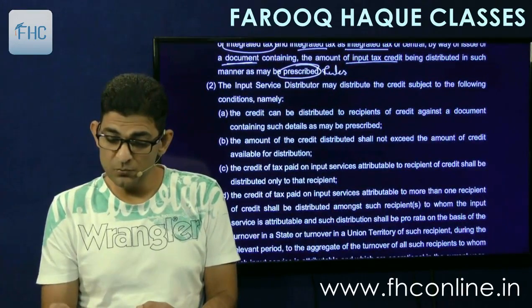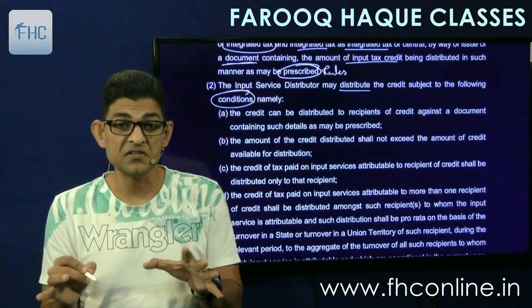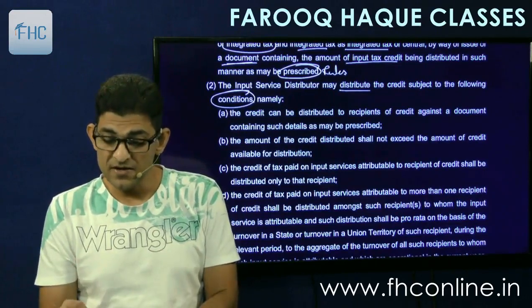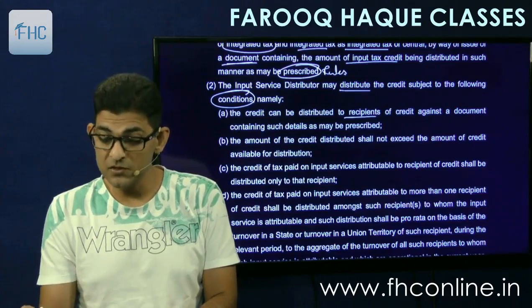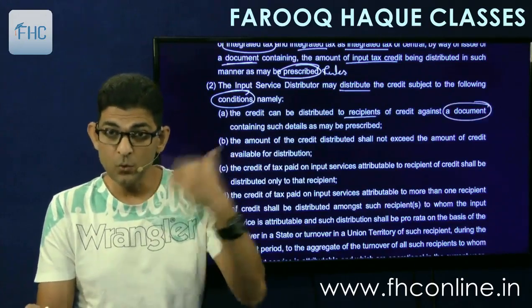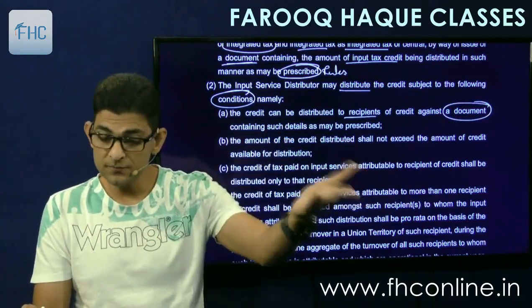Then the input service distributor may distribute the credit subject to the following conditions. A lot of conditions are there. Number 1, the credit can be distributed to recipients of credit against a document containing such details as may be prescribed. So the first condition is the document, that is, an invoice. An invoice has to be issued. ISD will issue an invoice to its units.